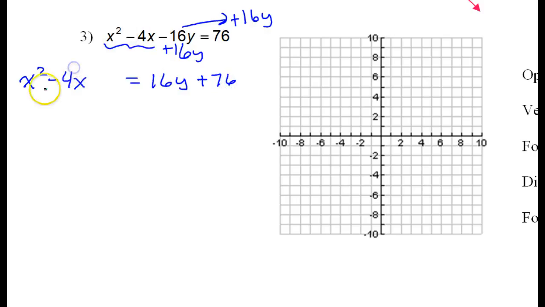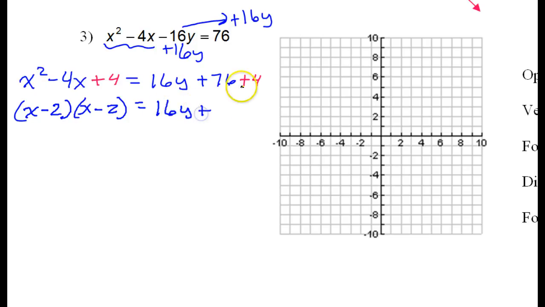Time to complete the square. This is where the parentheses come from. Half of 4 is 2. 2 squared is 4. Make sure you do it on both sides, please. This will factor as the same thing twice, every single time. So this will be x times x, and then 2 times 2, and then minus minus. Notice this middle term here, this is where the signs come from. The third term is always positive, so that doesn't help us. If this is negative, these will be negative. Meanwhile, over here, I've got 16y plus 80.